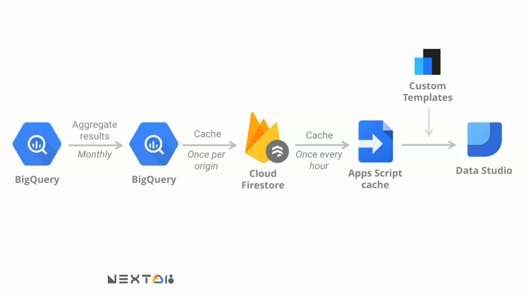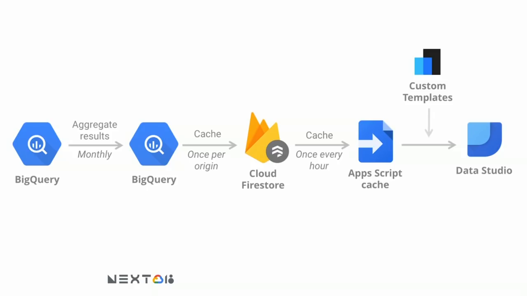We have the initial dataset in BigQuery. So every month we do an initial level of aggregation, and we create a smaller BigQuery table. In fact, you go from the 30 gigabytes table to less than 2 gigabytes. Less than 2 gigabytes, that's much better. Yes, so that is our first level of cache.